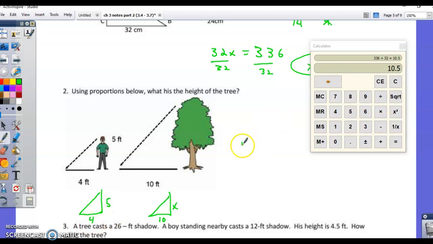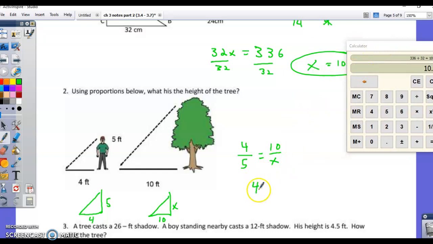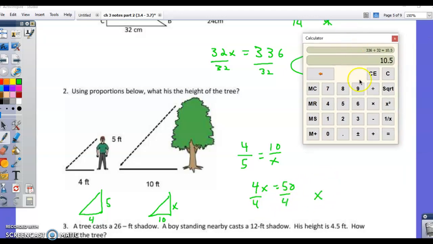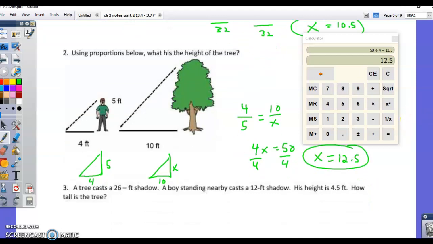So what if I do 4 over 5, right? This over that. Then I would have to set up 10 over X for this second one. And then we cross multiply. So we have 4X equals 5 times 10, which is 50. Divide that by 4. And we have our height of our tree is 50 divided by 4. That gives us 12.5.